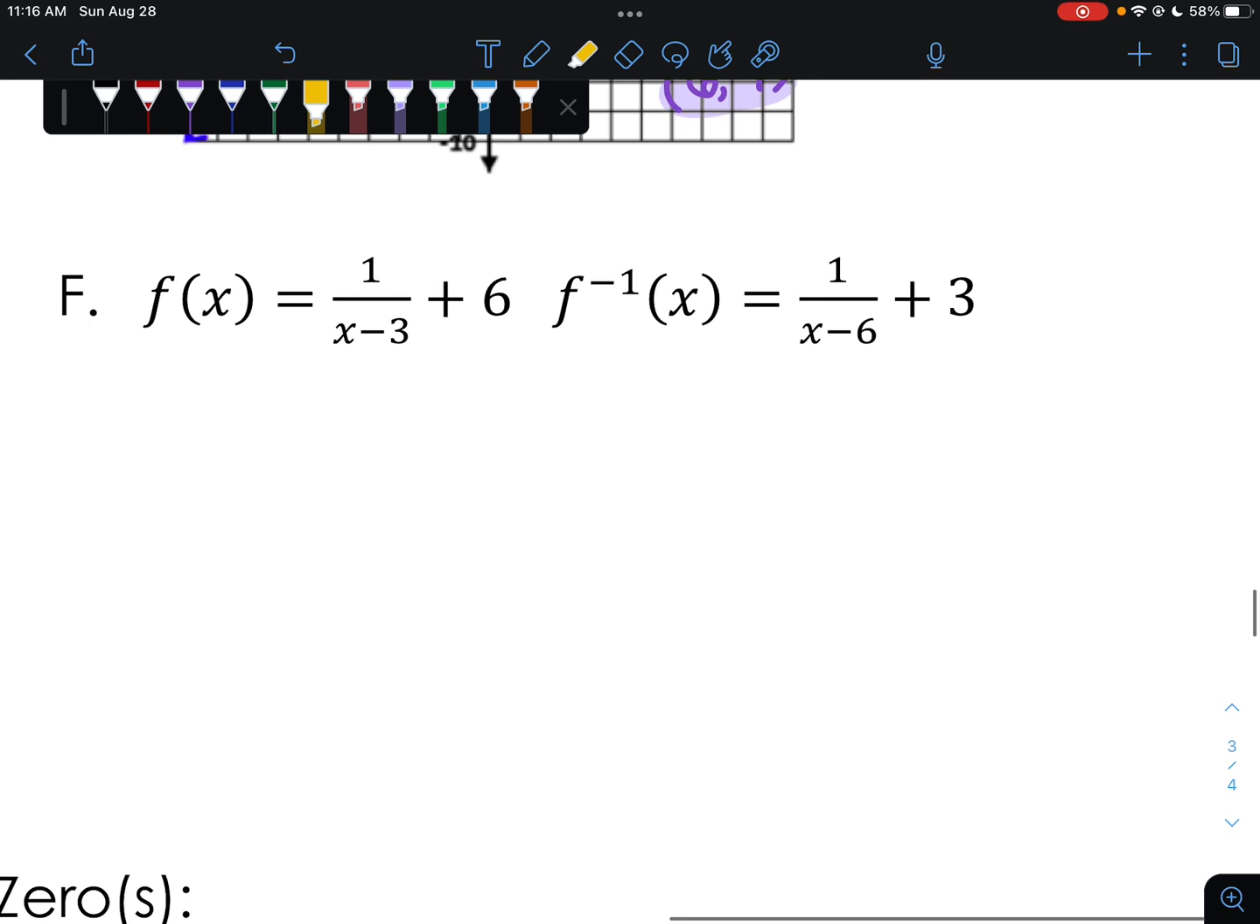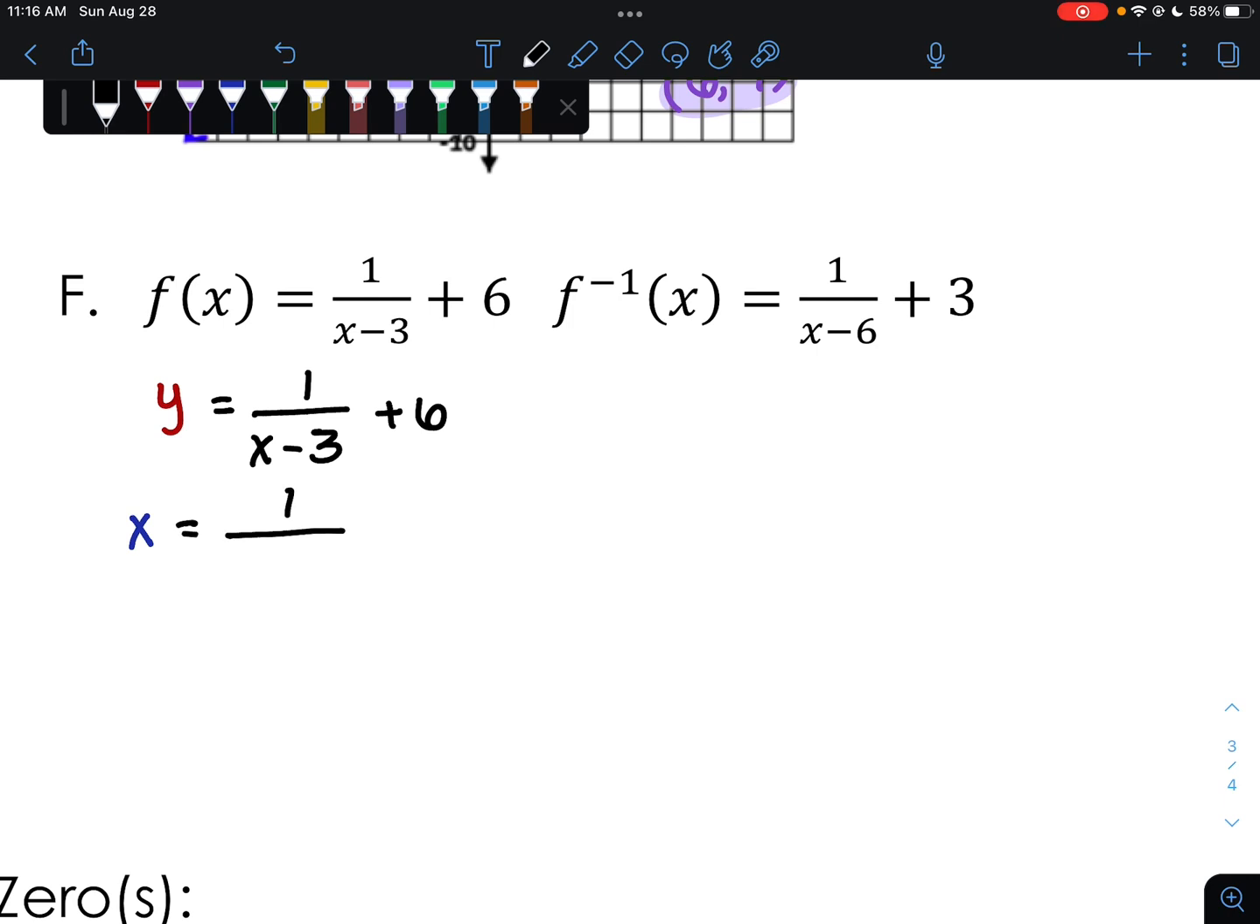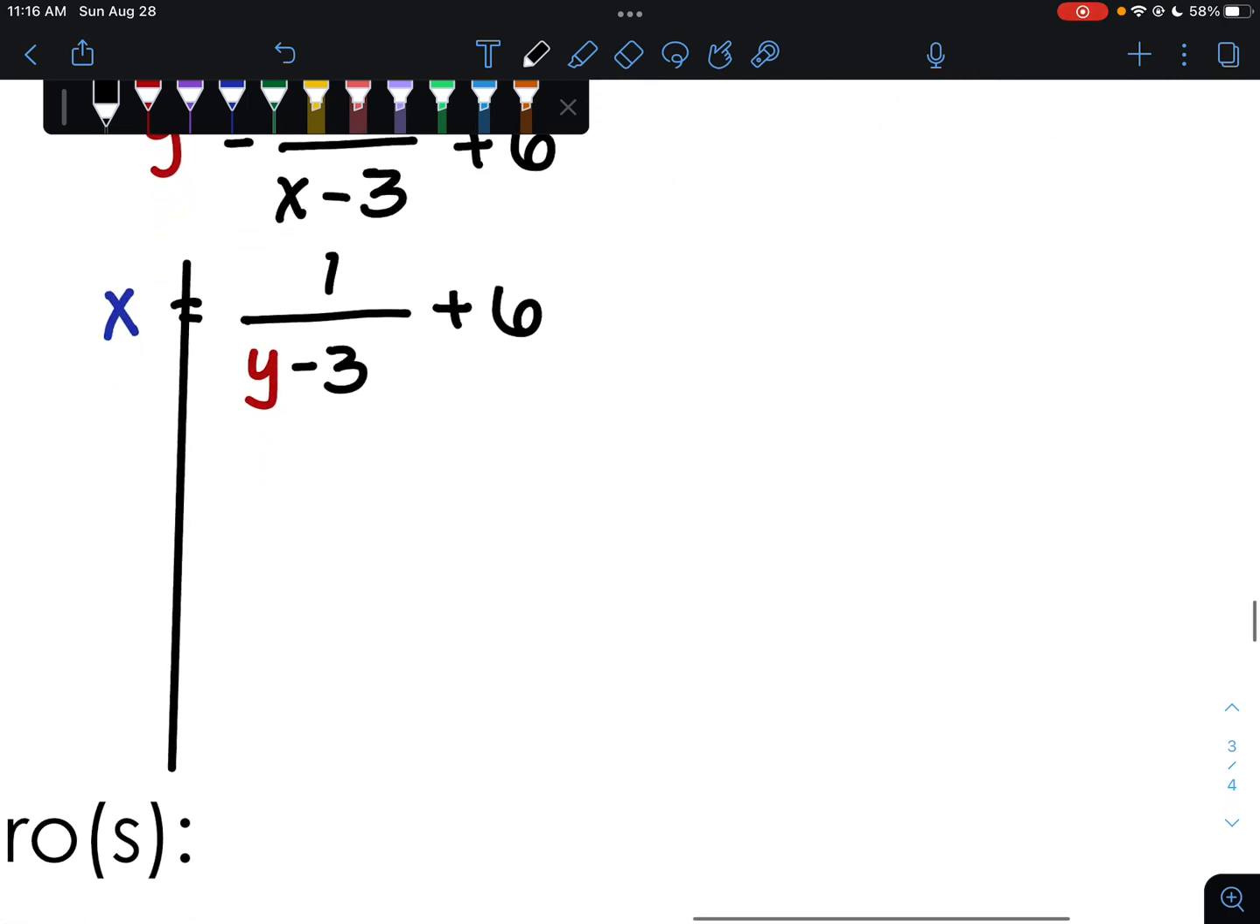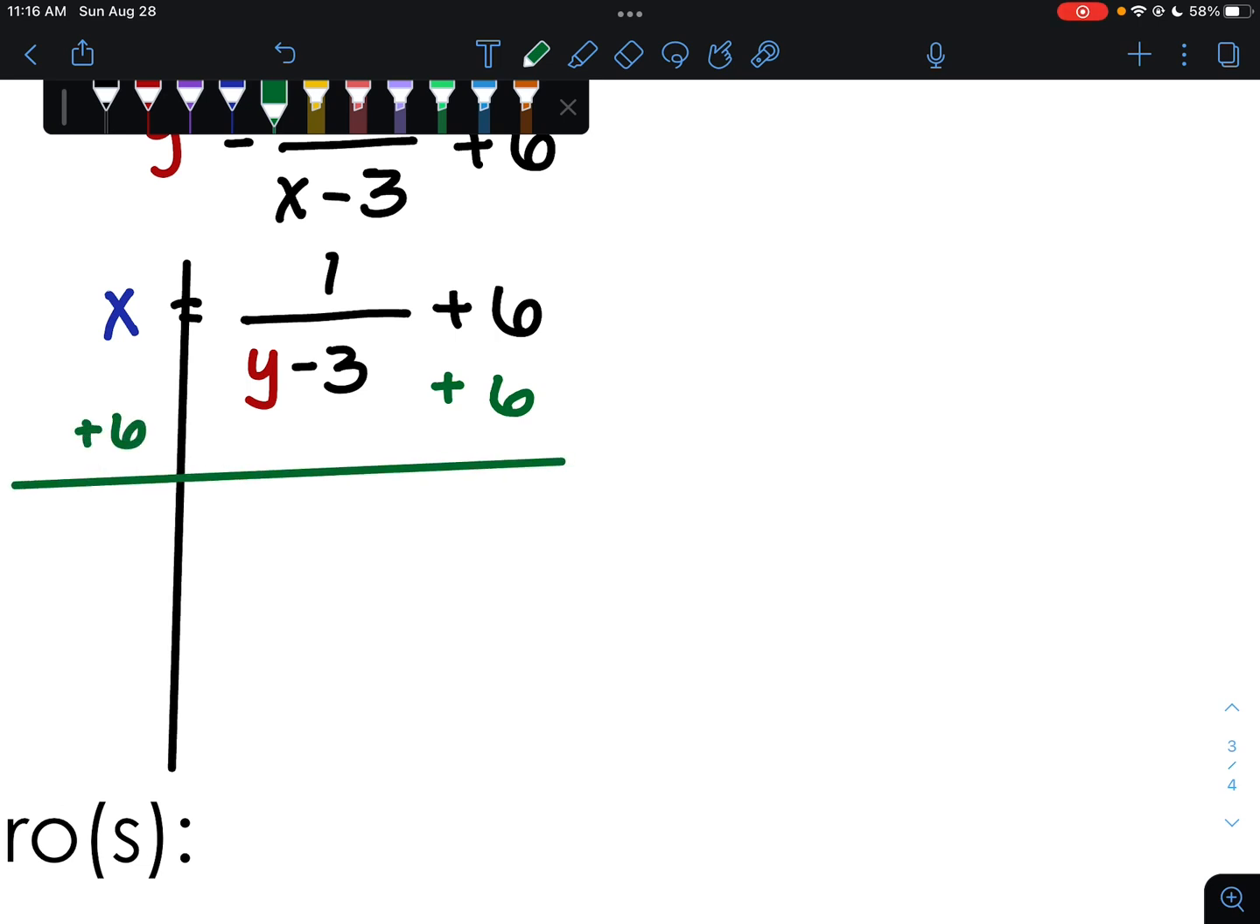Okay, lastly, I look at F. So this is an equation. We're going to start by changing this to y. I am going to switch my x and my y values. And then I start by solving for y. So step 1, I add 6 to both sides. That gives me x plus 6 equals 1 over y minus 3.